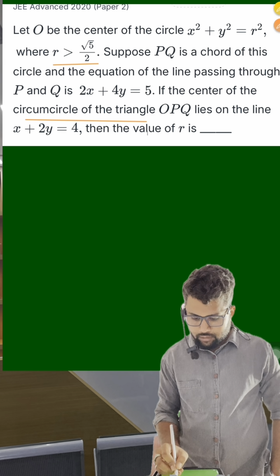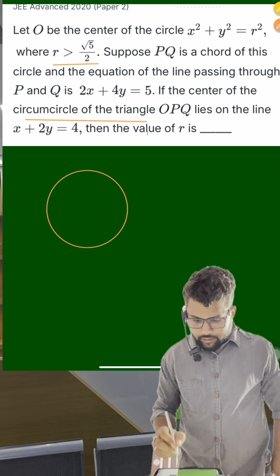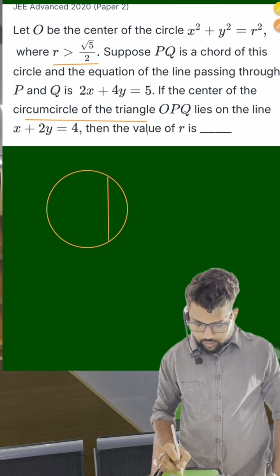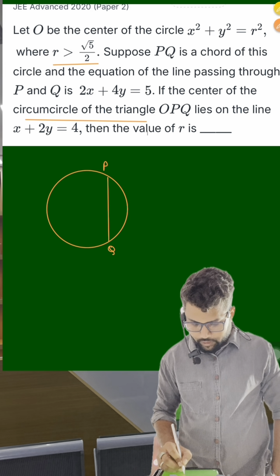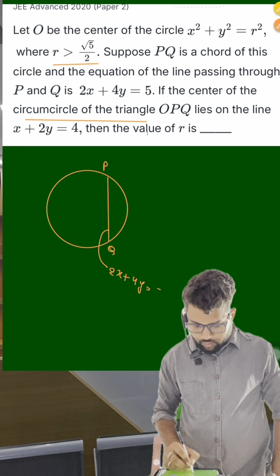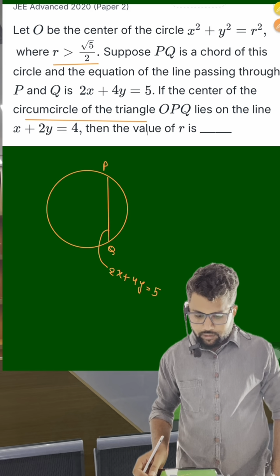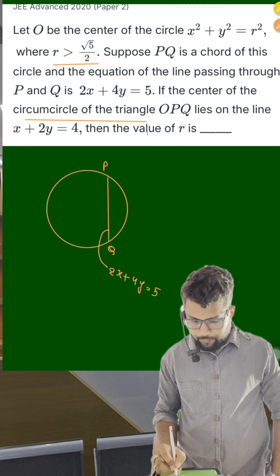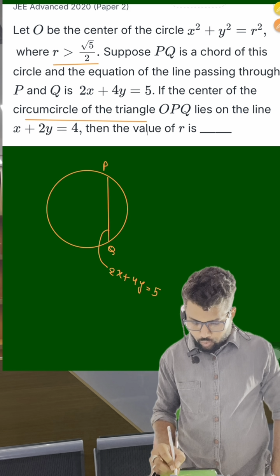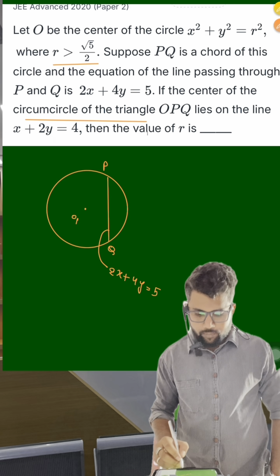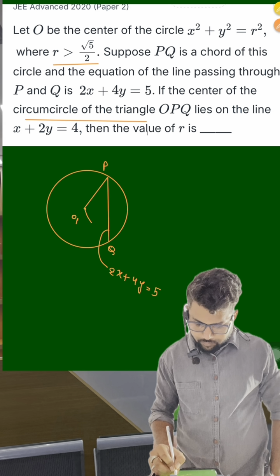So I'll just use PQ as the chord. So this one is a PQ chord, right? And the equation given is 2x plus 4y is equal to 5, right? After that, he says there is another circle, a circumcircle of triangle OPQ. So O is the center of this one, and OPQ is a triangle like this, with a circumcircle.